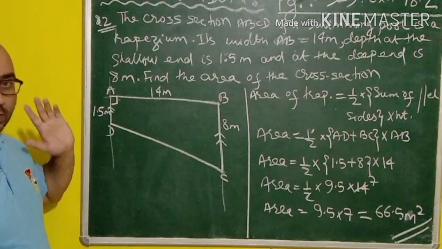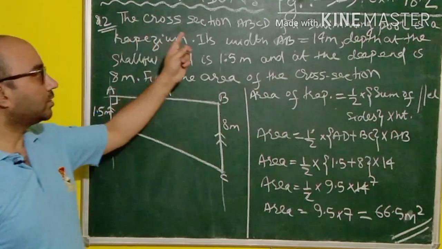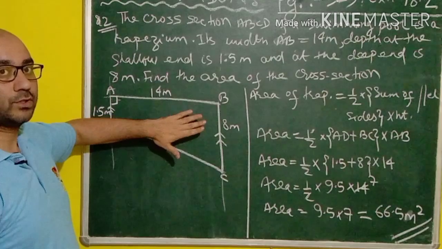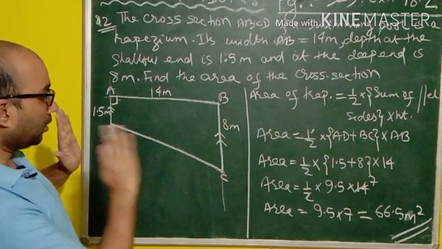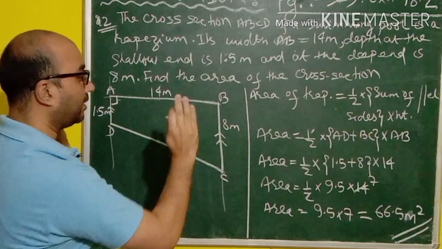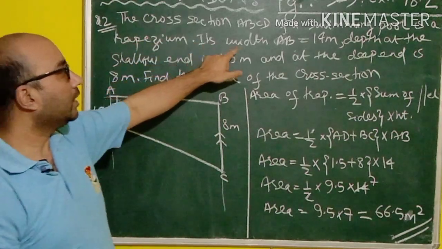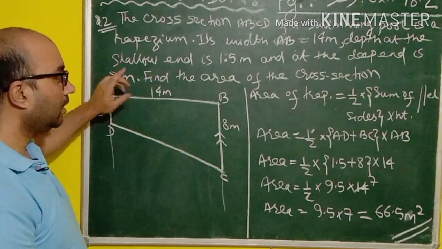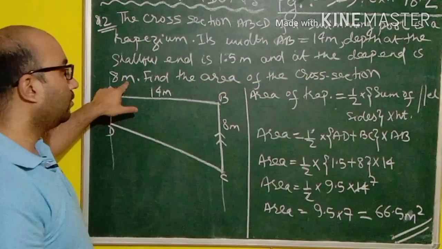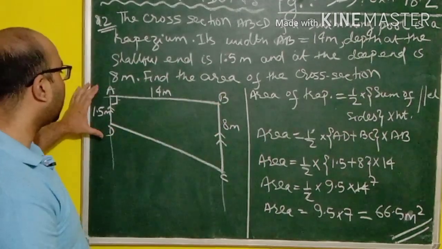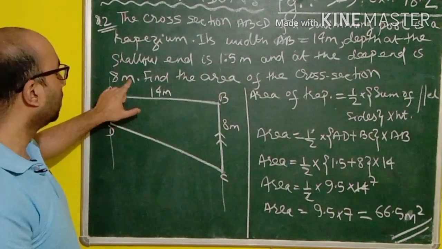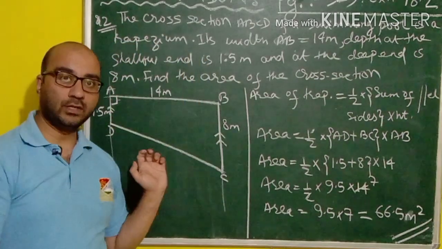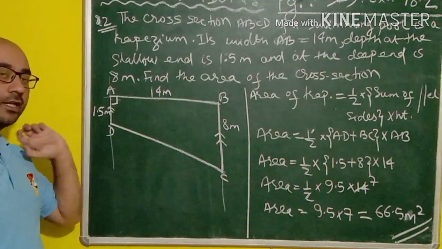Let us read through the question once. The cross section ABCD of a swimming pool is a trapezium. This is the cross section of a swimming pool; you are viewing it from the front, after slicing it lengthwise. Its width AB is equal to 14 meter. Depth at the shallow end is 1.5 meter, and the deep end is 8 meter. Find the area of the cross section. That means we are supposed to find the area of the trapezium.